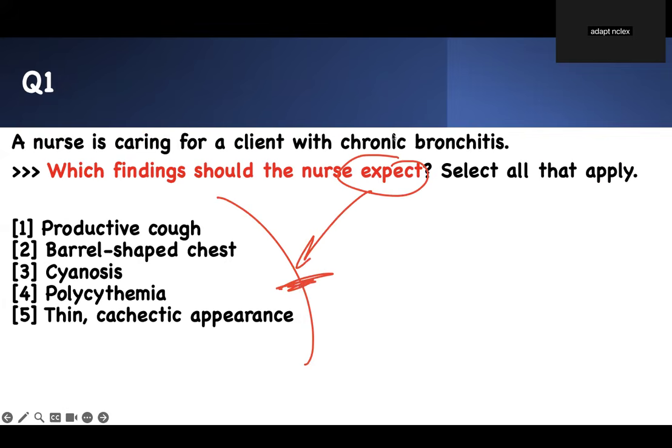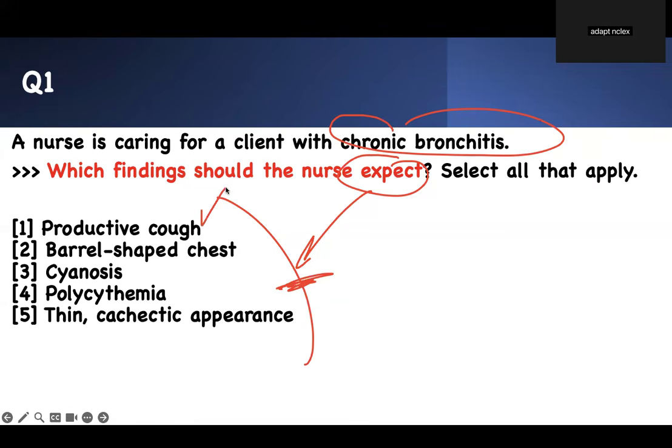The nurse is caring for a client with chronic bronchitis. It's a COPD. Go to the pathophysiology. You know what the pathophysiology is. Stop the video, put down your answer in the comment, and let me know about it. But you know, these people have inflammation, mucus secretion, airway obstruction due to what? Fibrosis. Therefore, what should I expect?